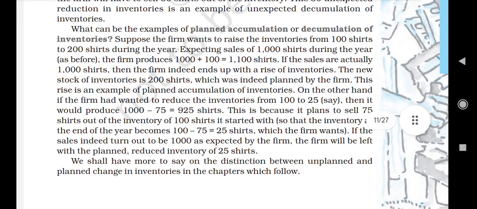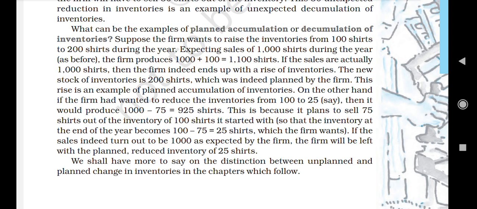What can be examples of planned accumulation or decumulation of inventories? Suppose the firm wants to raise the inventories from 100 shirts to 200 shirts during the year, expecting the sales of 1000 shirts during the year. As before, the firm produces 1000 plus 100, 1100 shirts. If the sales are actually 1000 shirts, then the firm indeed ends up with the rise of inventories. The new stock of inventories is 200 shirts, which was indeed planned by the firm. This rise is an example of planned accumulation of inventories.